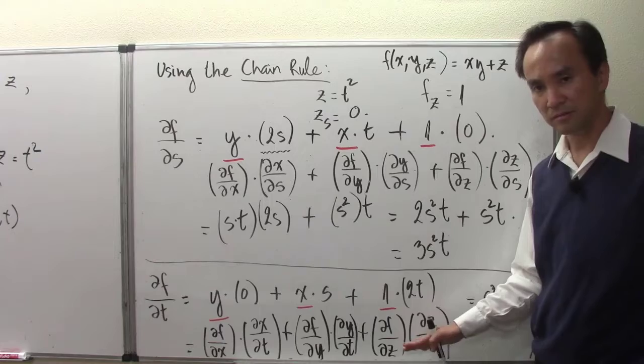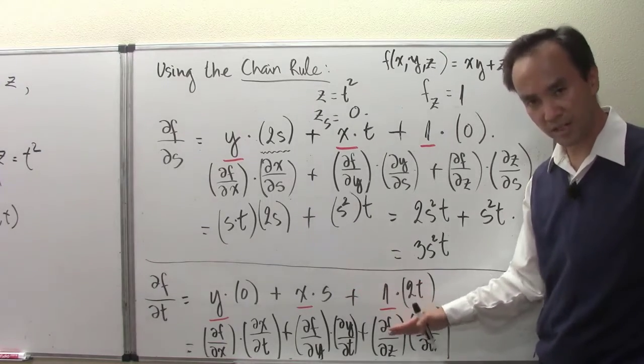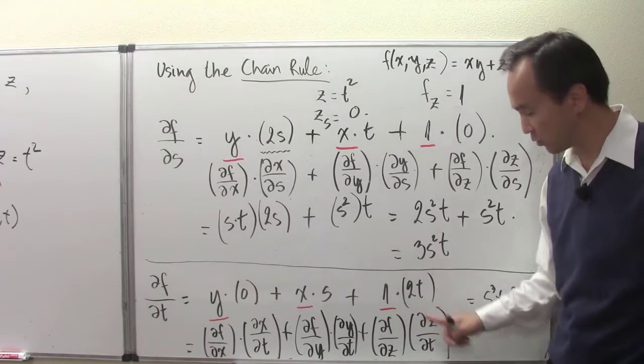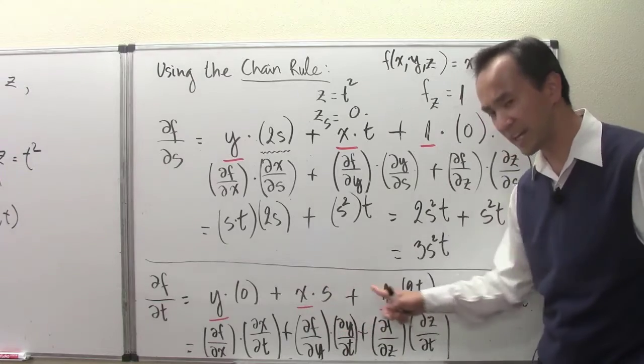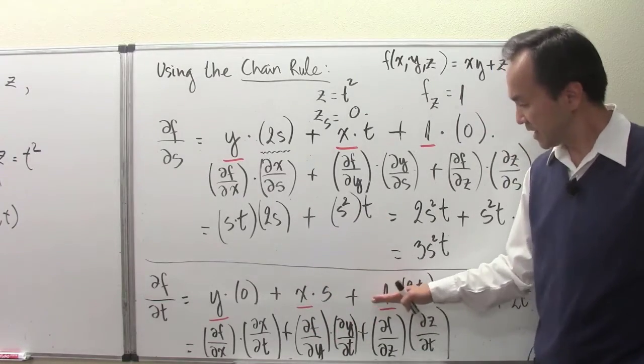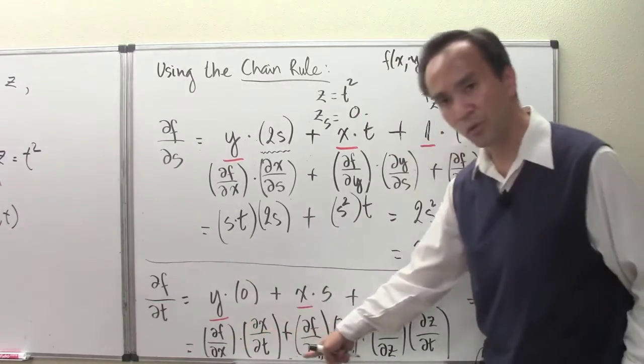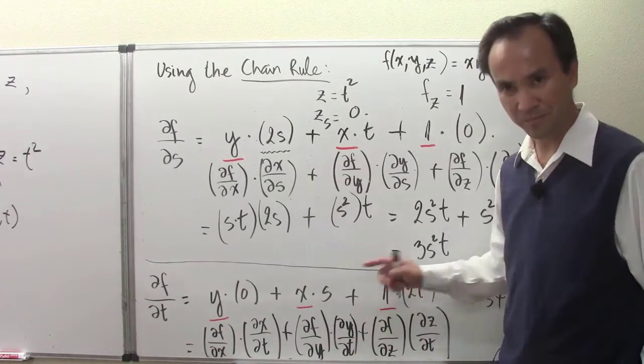So now I wrote down the work. We got the final answer. I wrote down the work, but then I want to make everyone realize that inside of this work, the rule we're doing here is called the chain rule. Okay.